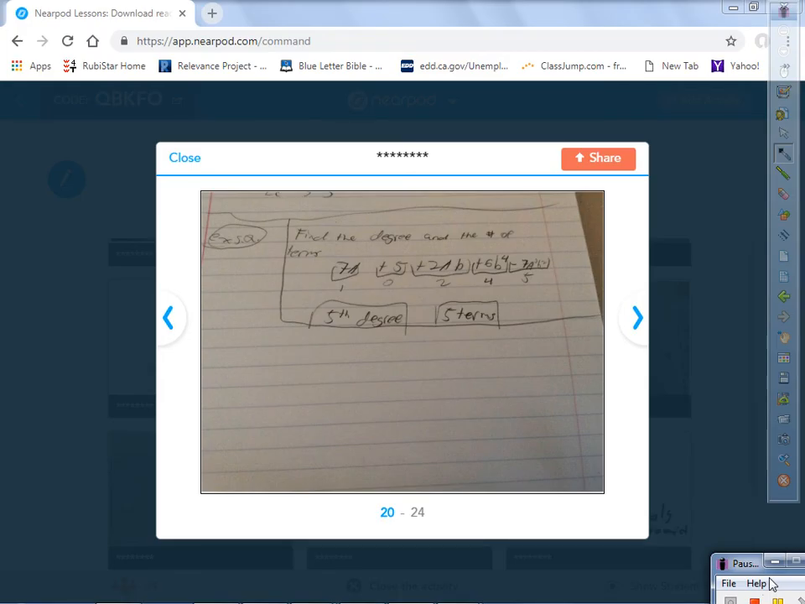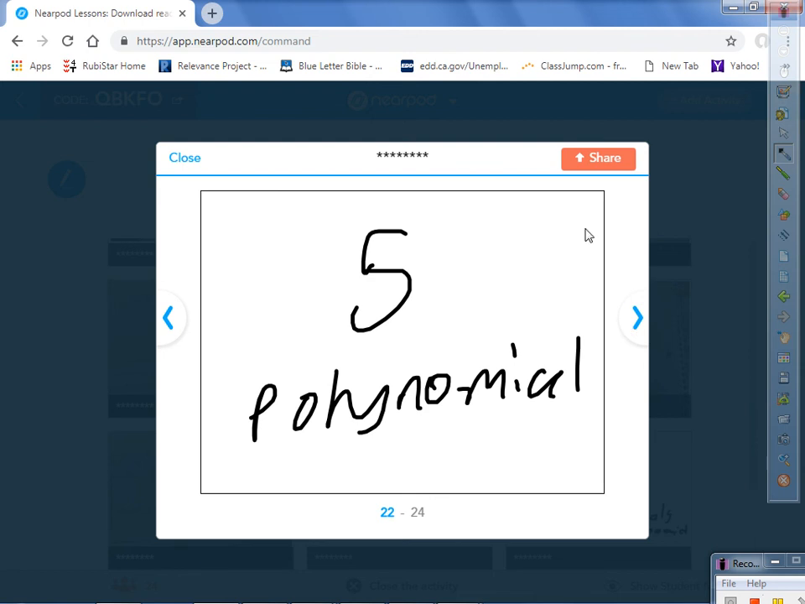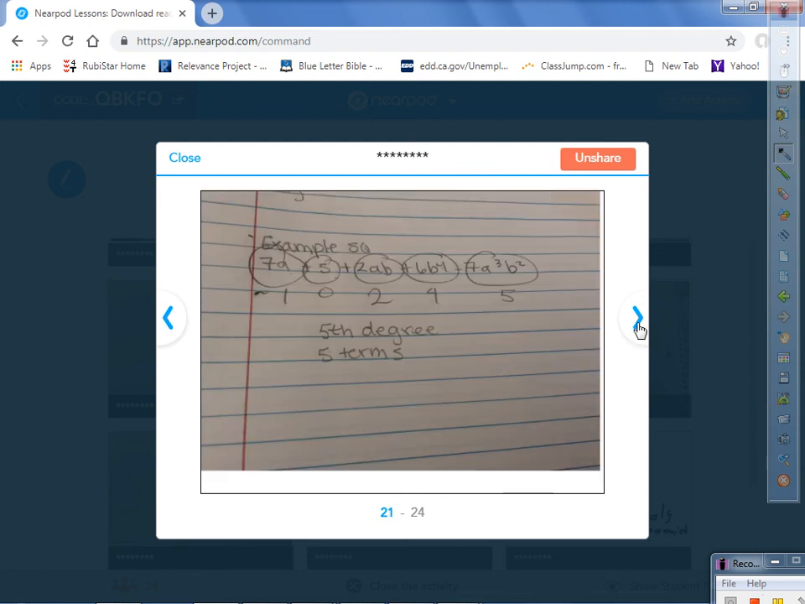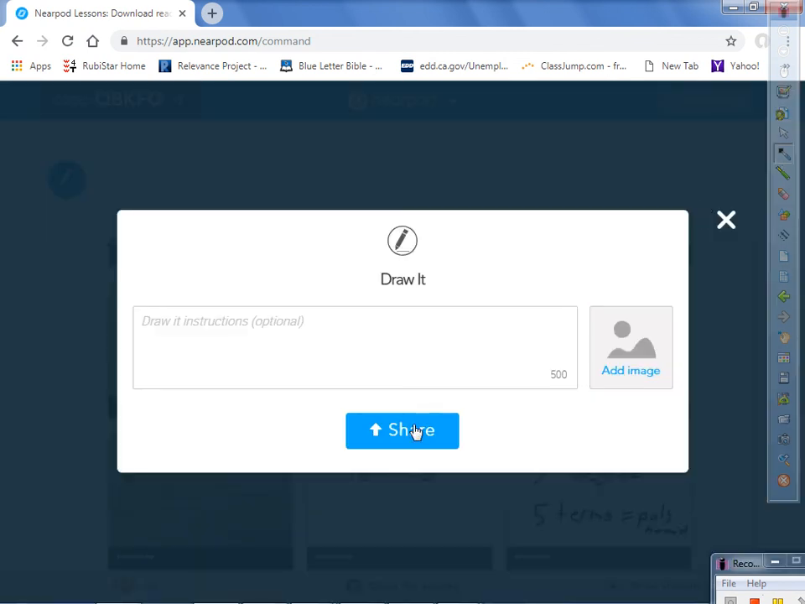Copy that and go. Correct answer on your screen is right there. 5th degree and 5 terms. Yes? 5th degree, 5 terms, and so on and so forth. Okay? And lastly, let me send you a blank screen.